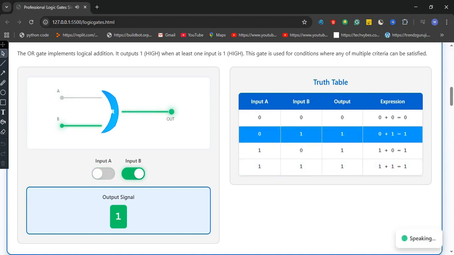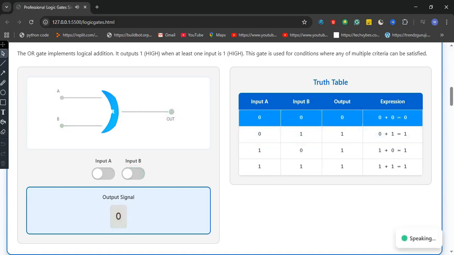OR gate input A is set to low. At least one input is high, so OR gate output is high. OR gate input B set to low. Both inputs are low, so OR gate output is low.